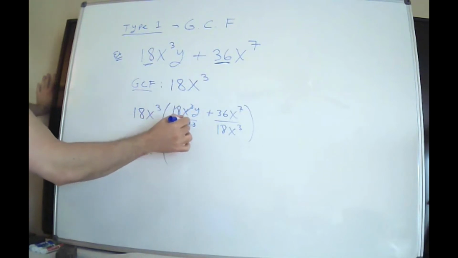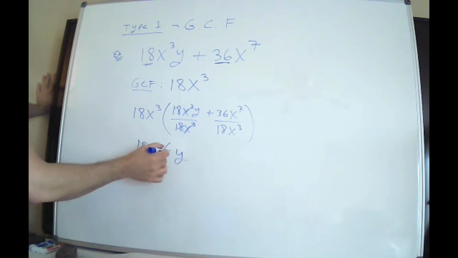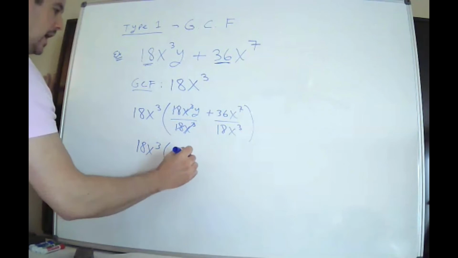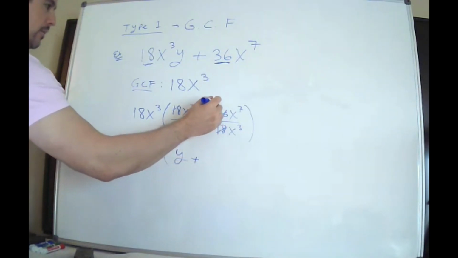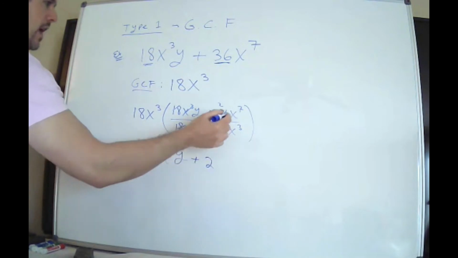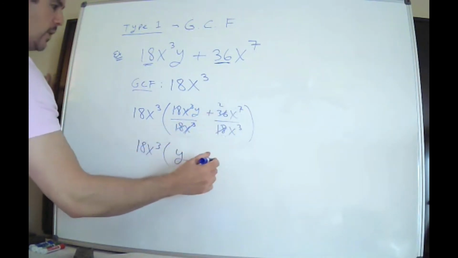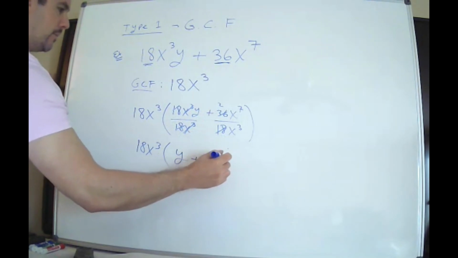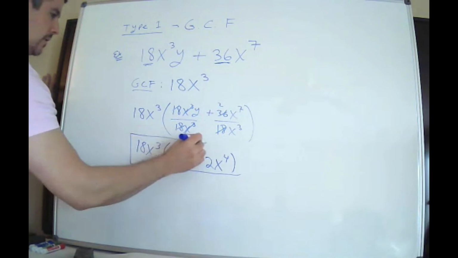X3 and X3 cross out. They're the same, and I'm left with nothing but a Y. If you want to put a 1 there, you can, but you don't have to. Plus 36 divided by 18 is 2, so I put a 2 there. And then x7 divided by x3. Remember, you subtract them. 7 take away 3 leaves you with x4. So this is completely factored.